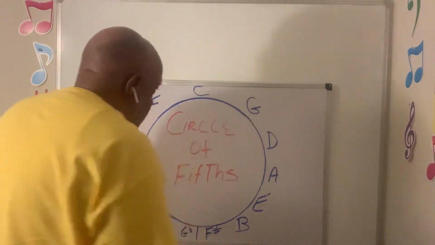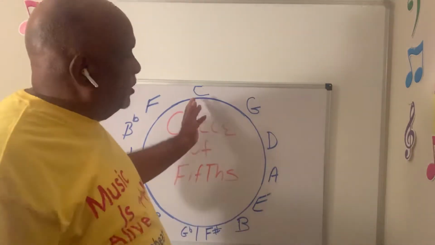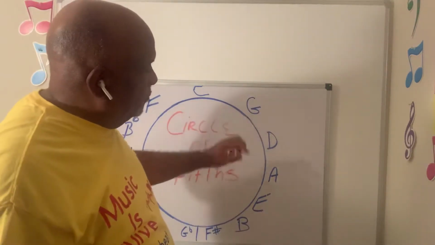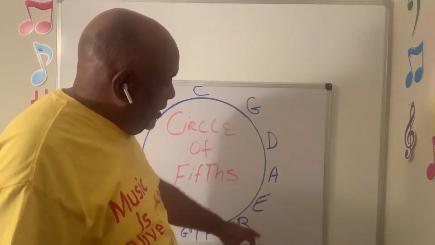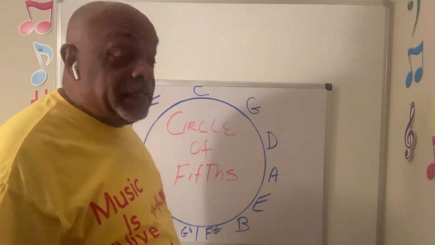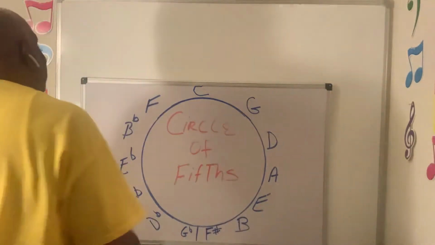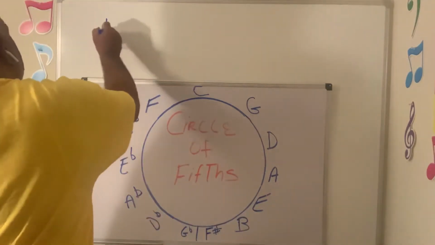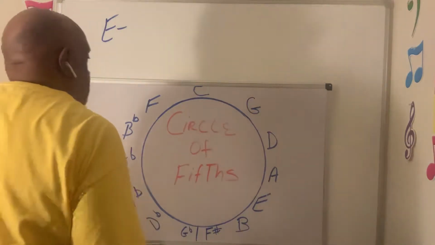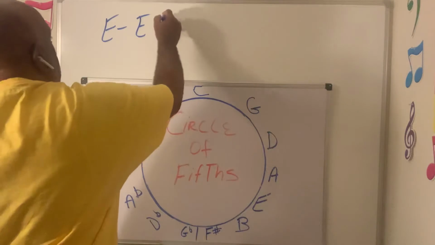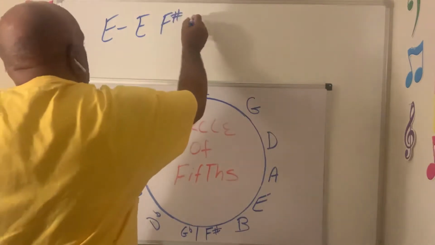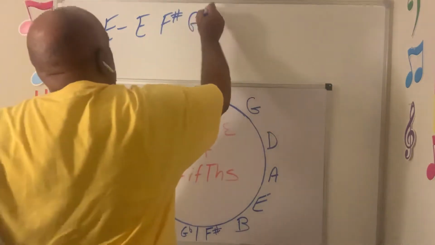Let's do one more. So now we've determined what the 5 of C is, what the 5 of G is, what the 5 of D is, what the 5 of A is. Let's determine what the 5 of E is. All right, let's do the key of E. Now the key of E has how many sharps? 4 sharps. So that's E, F sharp, G sharp.